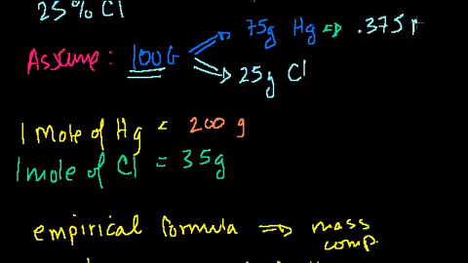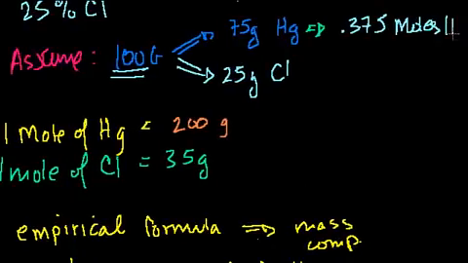0.375 moles of mercury. How did I figure that? 1 mole of mercury would be 200 grams. I only have 75 grams of mercury, so I have a small fraction of it, roughly 0.375 moles of mercury. I've just expressed a number of atoms of mercury I have. A mole tells me 6.02 times 10 to the 23 atoms of mercury. So I have 0.375 times Avogadro's number of mercury atoms.